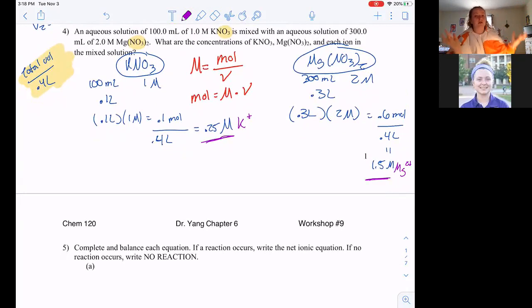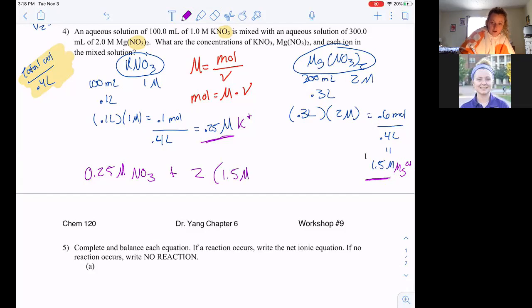Now I have to look at what we have in common. So it's going to be the same numbers, but different units. So it's going to be 0.25 molarity of NO3-, plus 2 times 1.5 molarity of NO3-, and that's because we have a 2 right up here. We have twice as much. We only take that into account at the end, and that's how we get 3.3 molarity of NO3-. Put a little square around it so it's easier for y'all to tell.